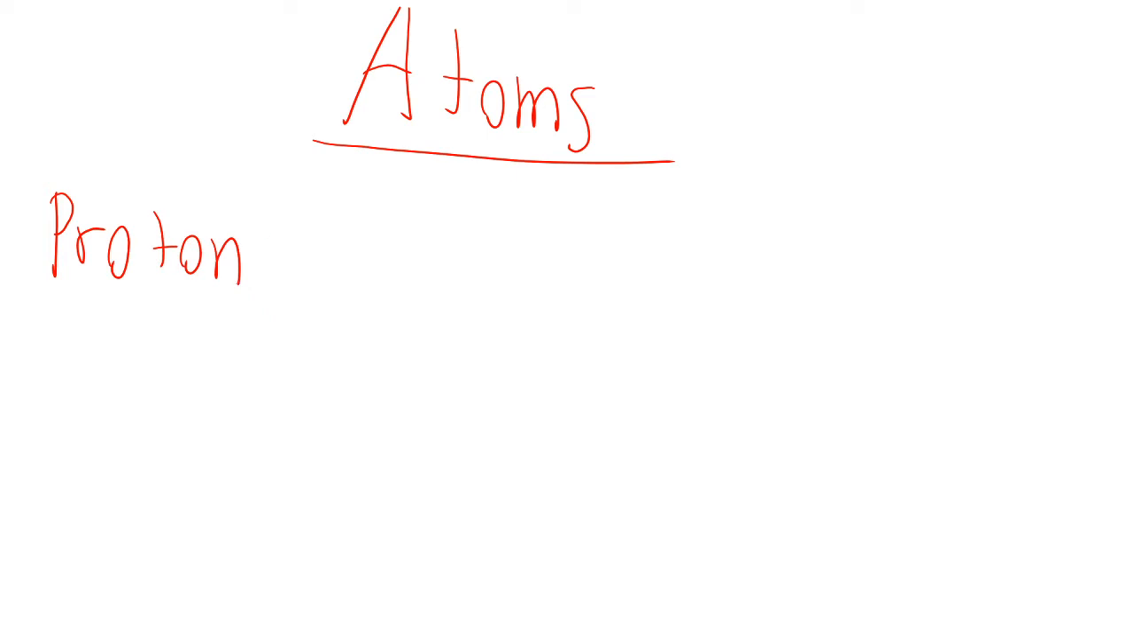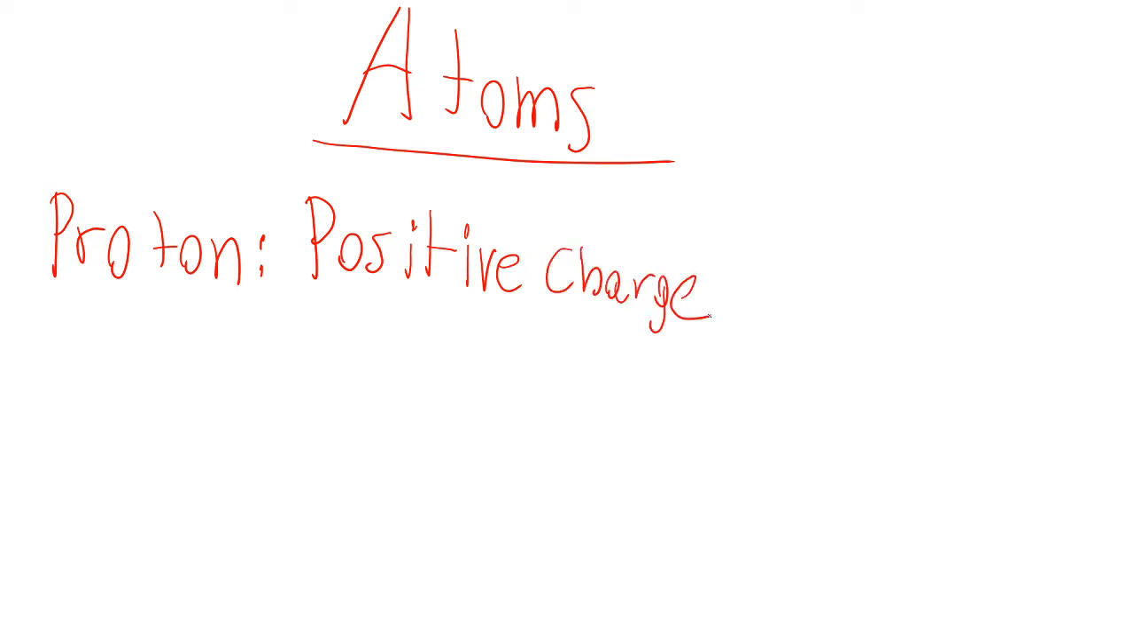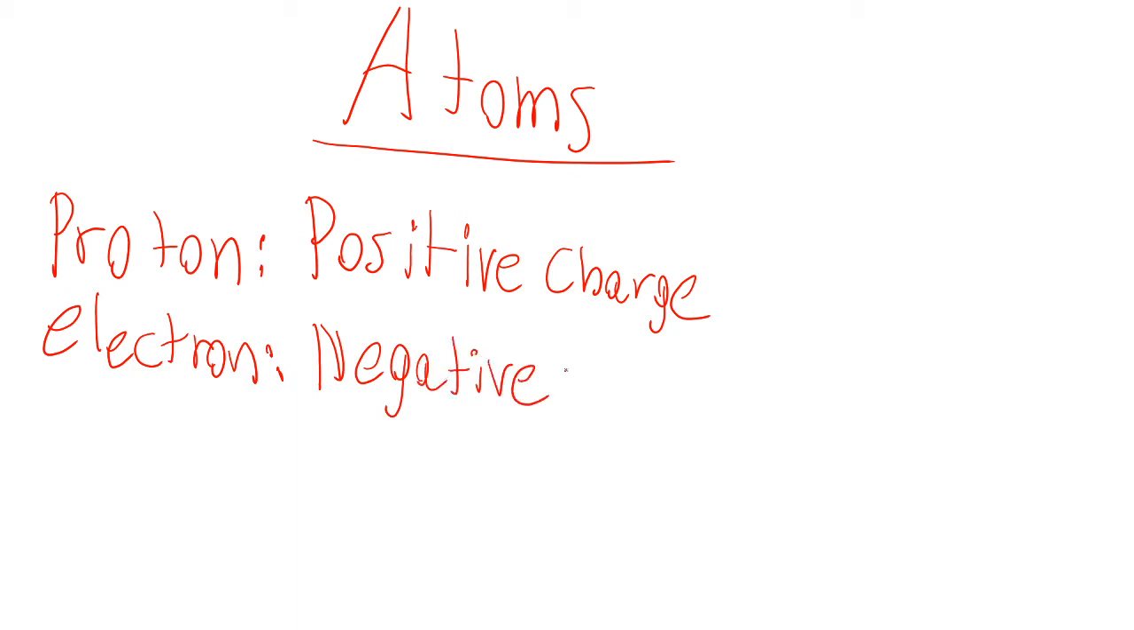Now, your proton has a positive charge in the atom. So you should remember this is a positive charge. An electron consists of a negative charge. And then you have your neutron, which has no charge.